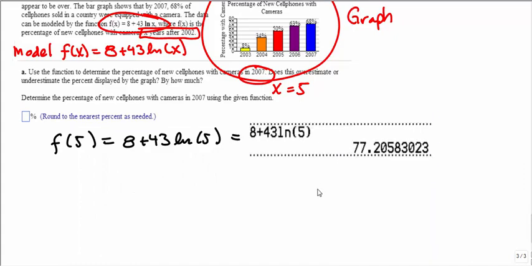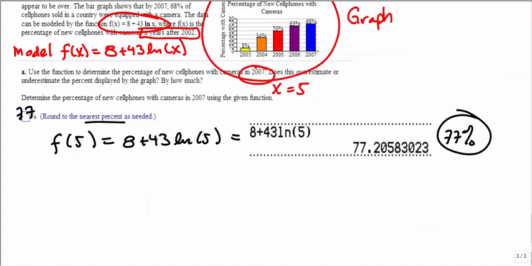So round your answer to the nearest percent is needed. So this would round to 77%. So that's the answer that would go here, is 77. Now that is based on the model. Now the second part to this question says, does this underestimate or overestimate the model?